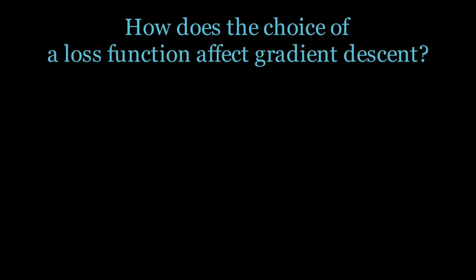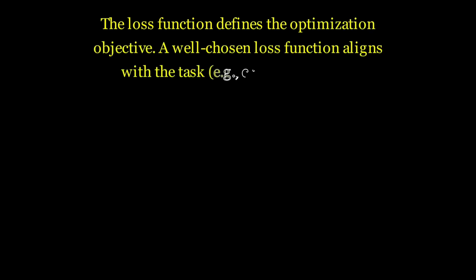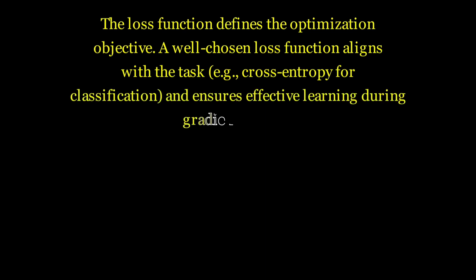How does the choice of a loss function affect gradient descent? The loss function defines the optimization objective. A well-chosen loss function aligns with the task, for example cross entropy for classification, and ensures effective learning during gradient descent.